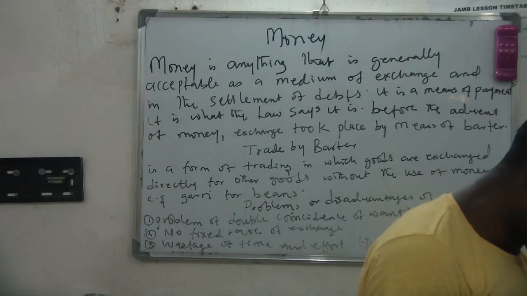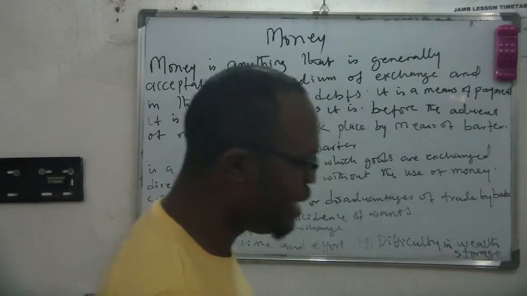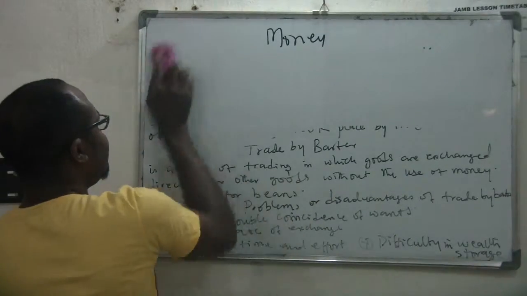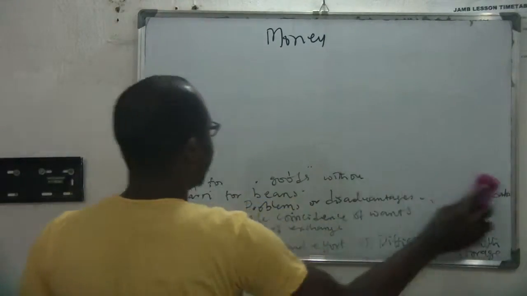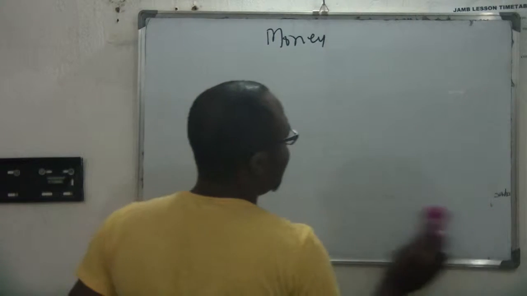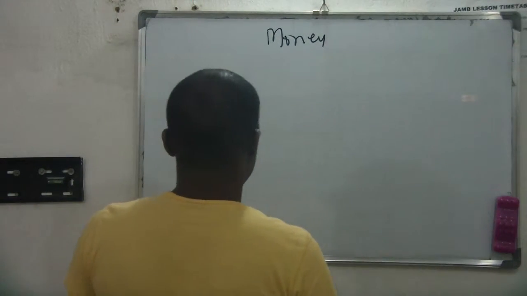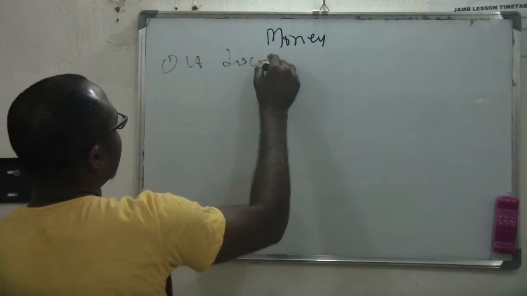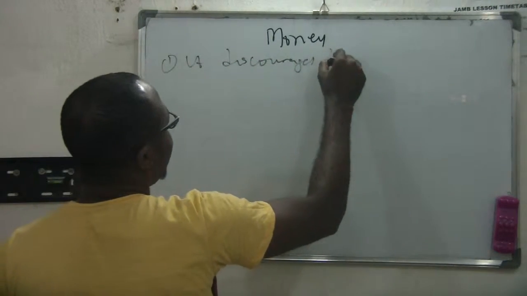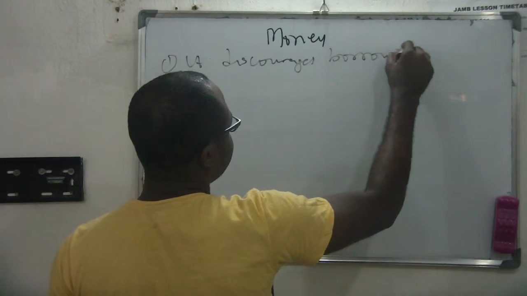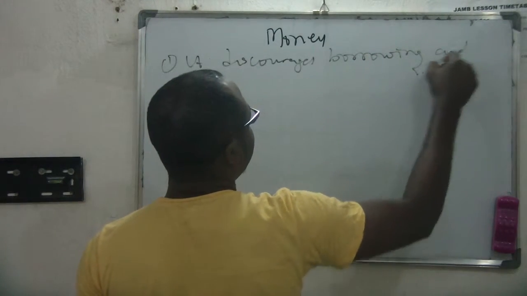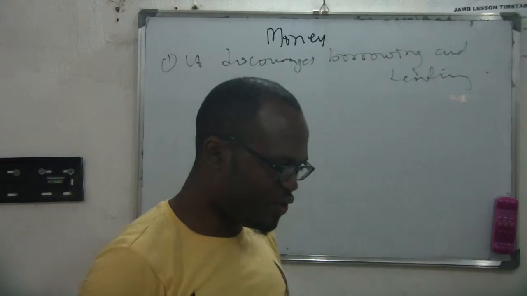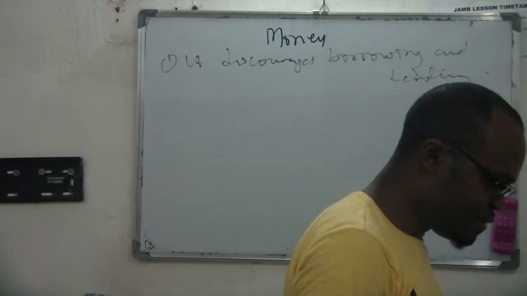Another disadvantage is that it discourages borrowing and lending. Trade by barter discourages borrowing and lending. When you have money, you can easily borrow and lend.